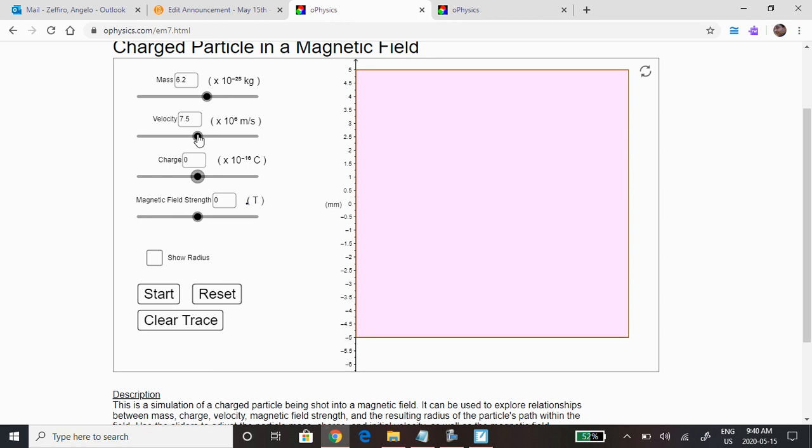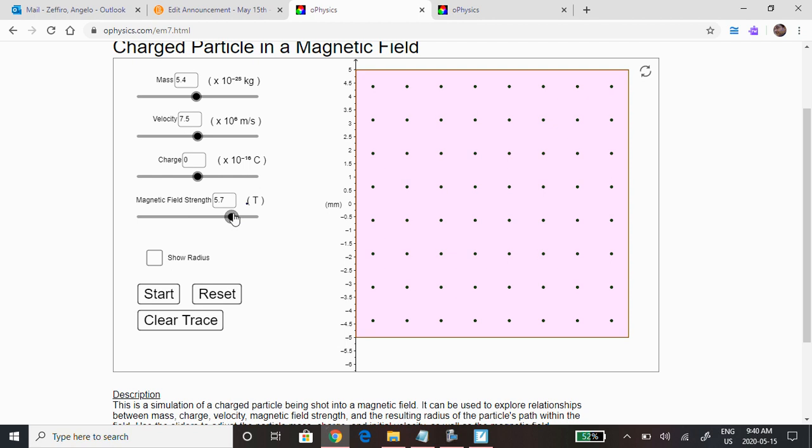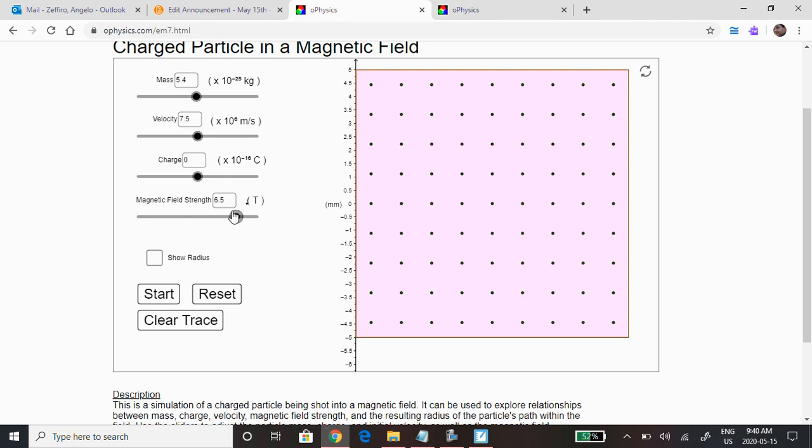How fast is it moving? Well, I can really make it go into there fast or not as fast. Okay. And what's the mass of it? I can make it very heavy or not too heavy at all. There you have it. So let's put that there. Let's have no charge on it. Let's put, I don't know, some type of magnetic field in there. And let's shoot this into here.